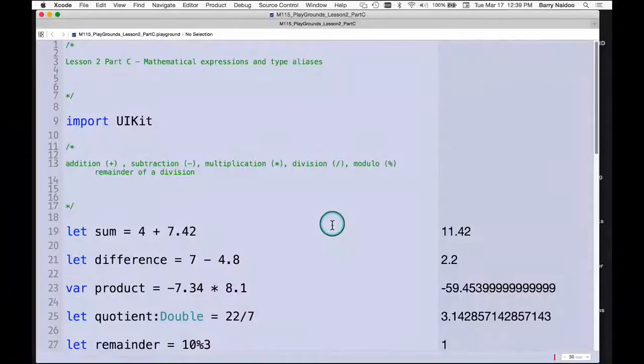Let's continue with Swift Basics. In this part, we deal with mathematical expressions and type aliases. So let's start with mathematical expressions.